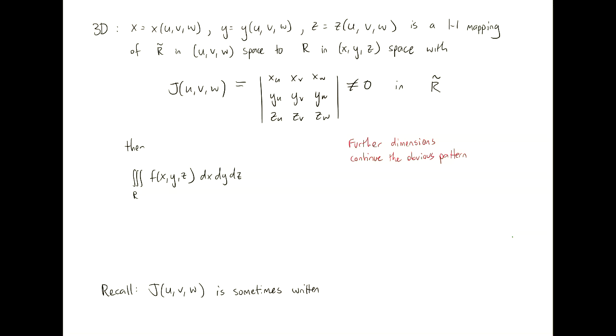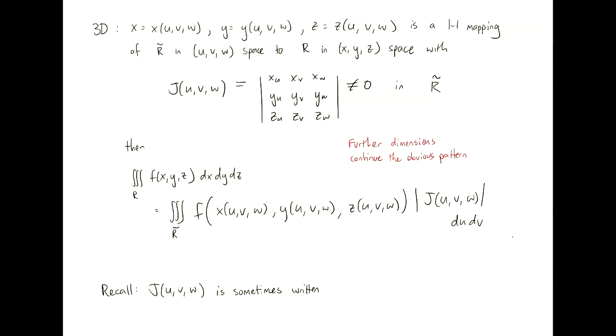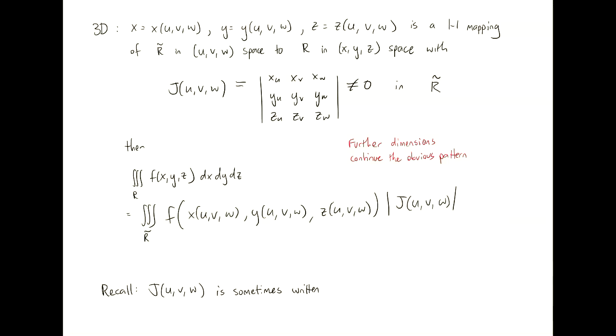Okay, so in that case, our new integral becomes the integral over our unmapped region of f of x of uvw, y of uvw, z of uvw, absolute value of the Jacobian, now in 3 variables, du, dv, dw. Let's move this over so it looks like I planned this out quite carefully. Let's move this down so it looks like I can write in a straight line. I have not managed that deception well.